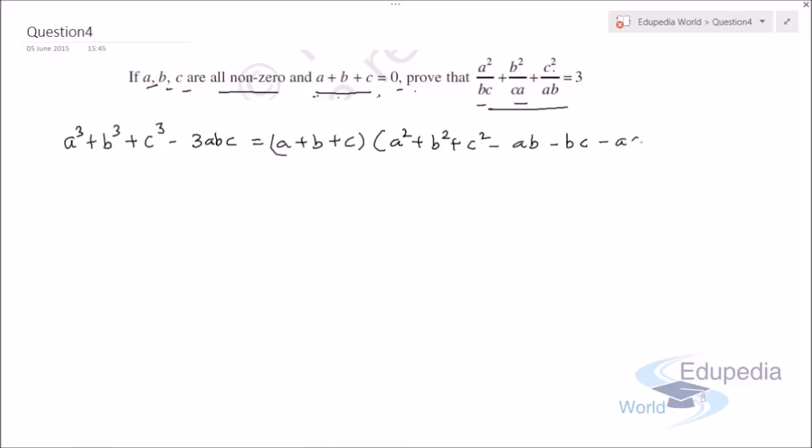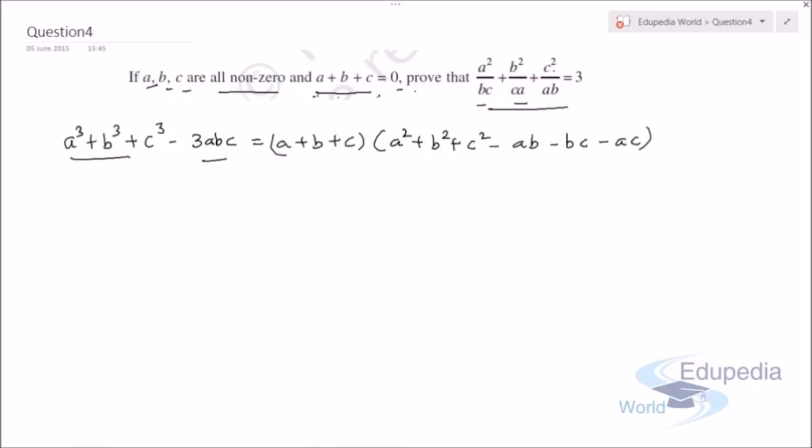So how can we prove this? Now clearly we have three terms, and there is only one identity in which we have a special note that if a plus b plus c equals 0, then we can write the equation. So this clearly gives us a hint that we can use the identity a cube plus b cube plus c cube minus 3abc equals a plus b plus c into a square plus b square plus c square minus ab minus bc minus ac. So we can directly use this identity. How?